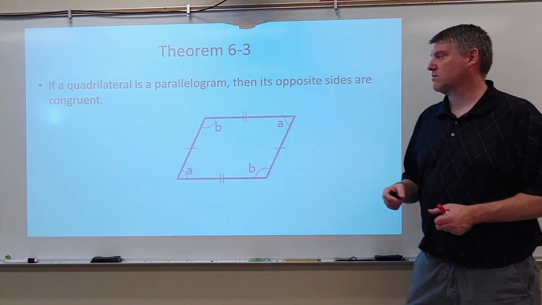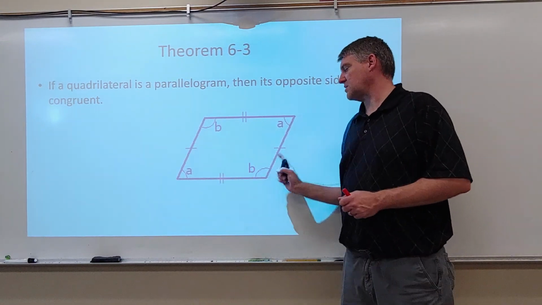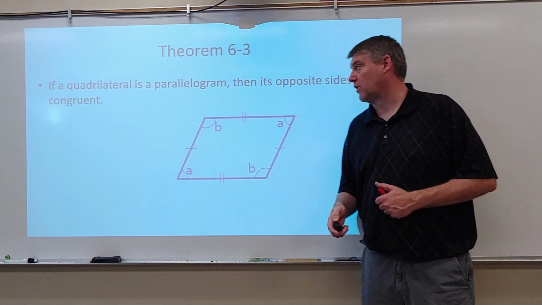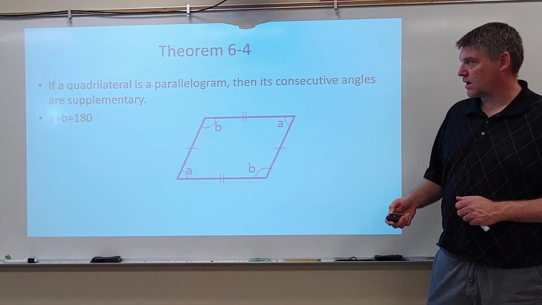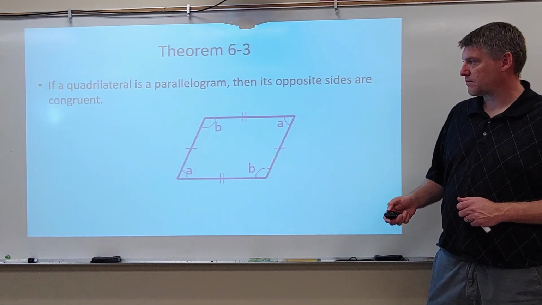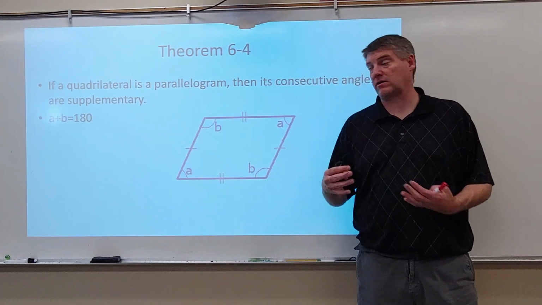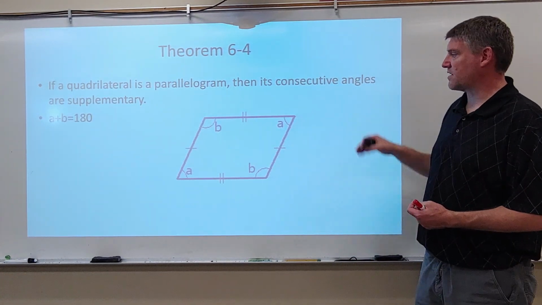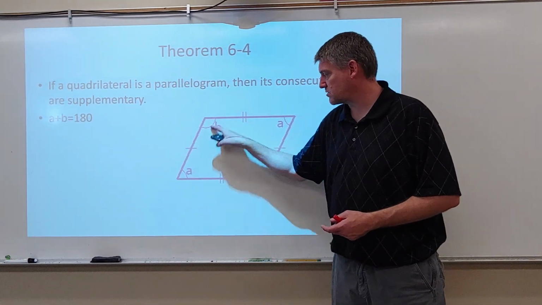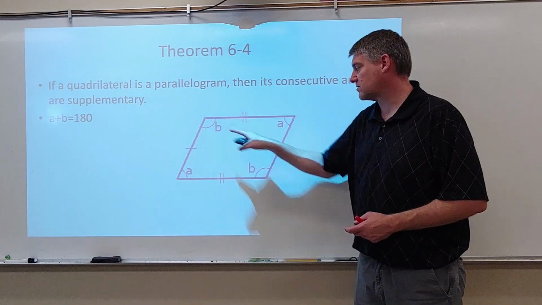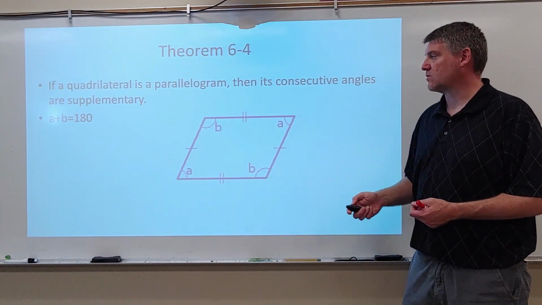If a quadrilateral is a parallelogram, then its opposite sides are congruent. So these opposite sides are going to be congruent in a parallelogram. If the quadrilateral is a parallelogram, then its consecutive angles are supplementary. So these two angles are going to be supplementary. These two angles are supplementary. They add up to 180. So A plus B equals 180.